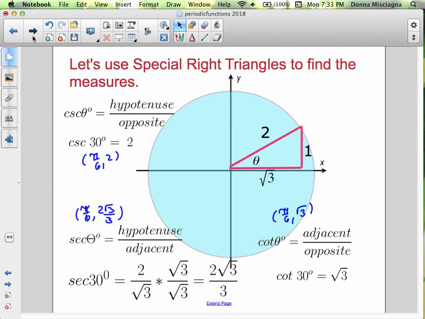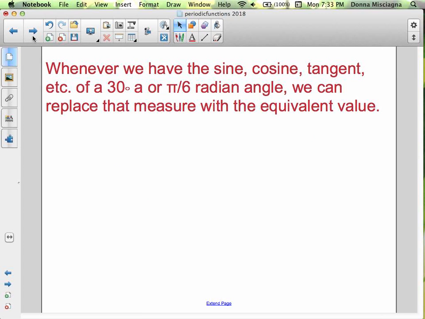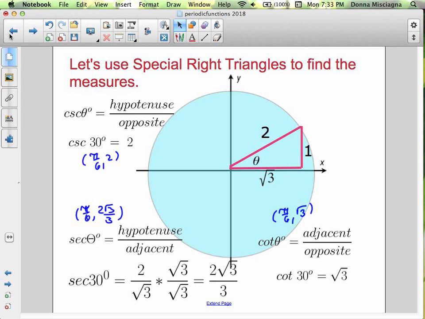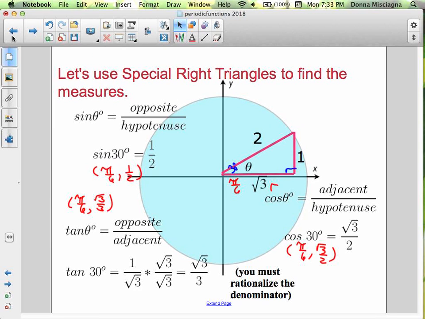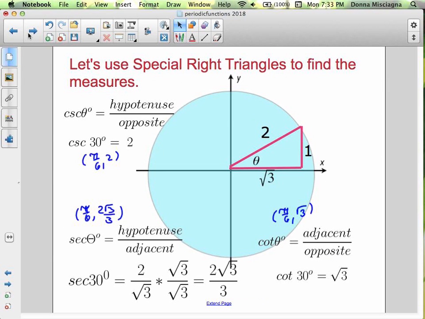So these are just coming from our special right triangles. Whenever we have a sine, cosine, tangent, etc. of a 30-degree or a pi/6 radian angle, we can replace that measure with the equivalent value. So for instance, let's go to sine and cosine, the ones we're going to be working with. If we had sine pi/6 or sine 30, we could replace that with 1/2. That's its value.